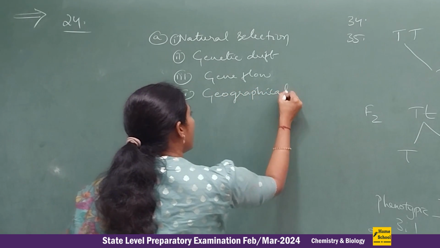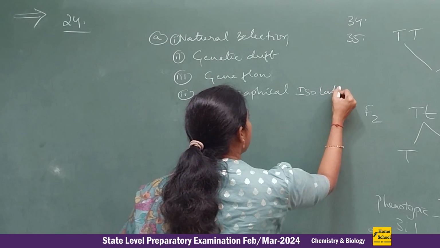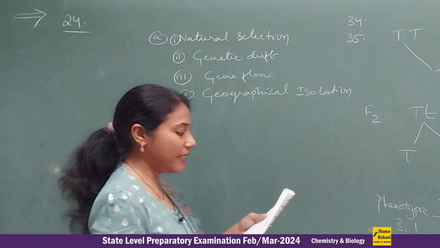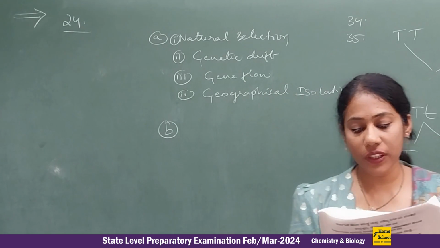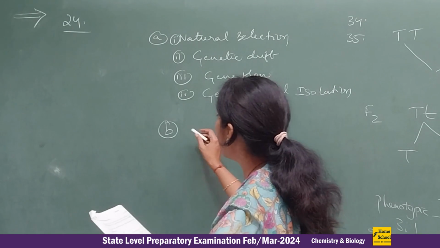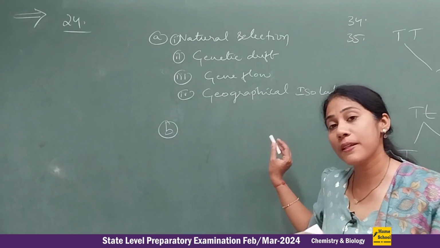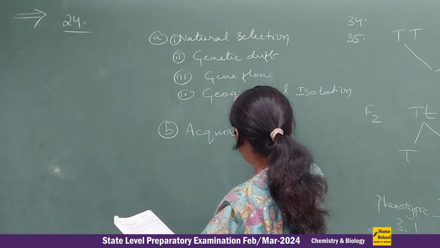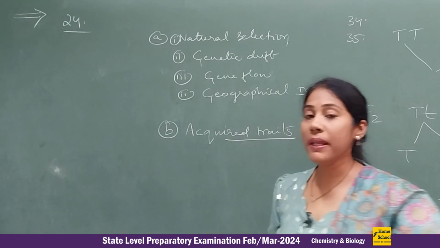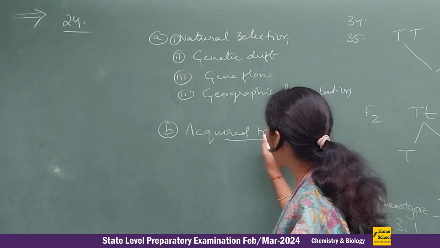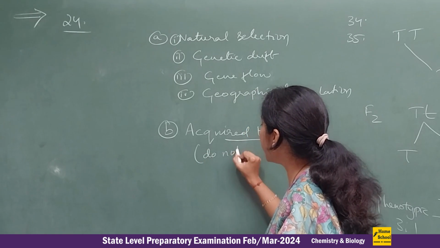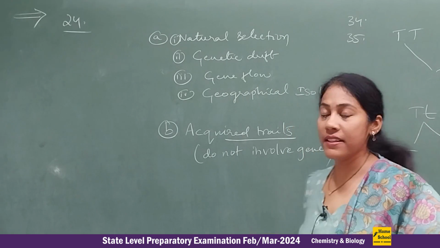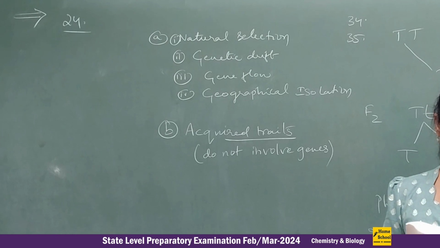Geographical isolation. Yes, four factors if you can mention, it is more than enough. Then B question is, the experience gained by an organism cannot be transferred to the organisms of the next generation. Why? Because experience gained by an organism during its lifetime is an acquired trait. So acquired traits cannot be passed on to the next generation because acquired traits do not involve genes. Right? So they do not involve genes. That is the reason they are not passed to the next generations.